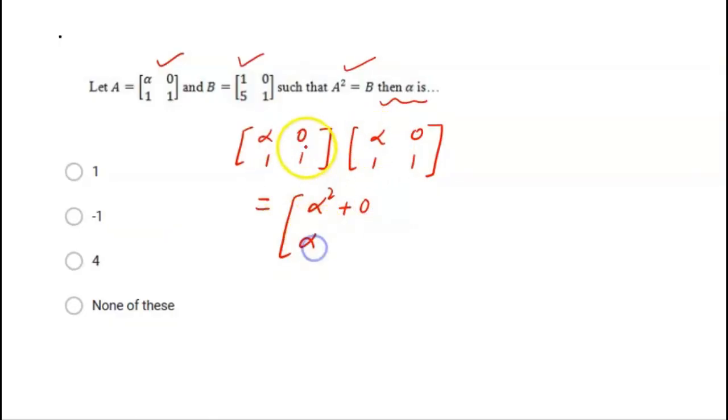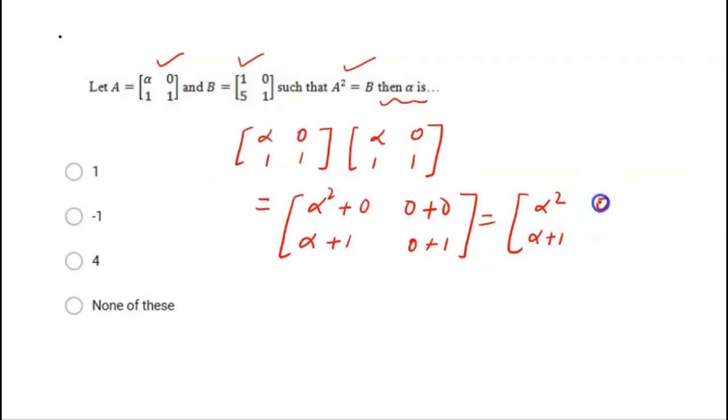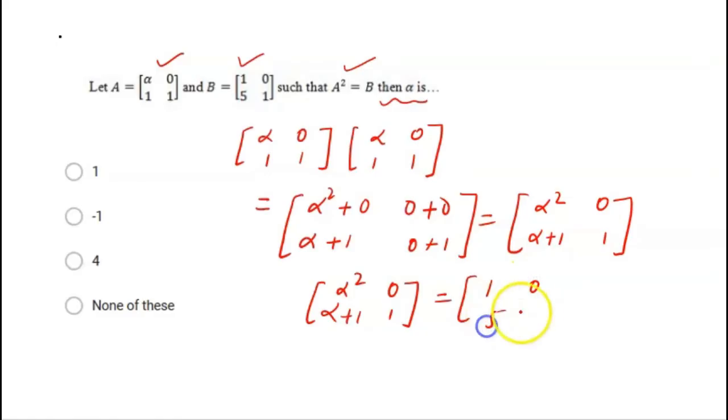1 into alpha is alpha, right? And 1 into 1 is plus 1. Then 0 into alpha, 0 plus 1 into 0, 0 plus 1 into 1, 1. So here we got alpha square, alpha plus 1, 0 and 1. It is given that A square is equal to B. So alpha square, 0, alpha plus 1, 1 is equal to 1, 0, 5, 1.